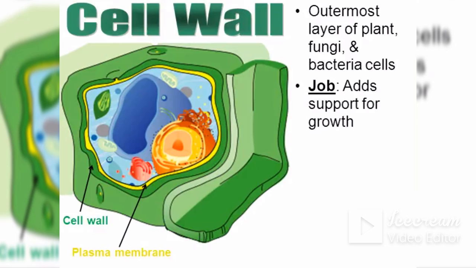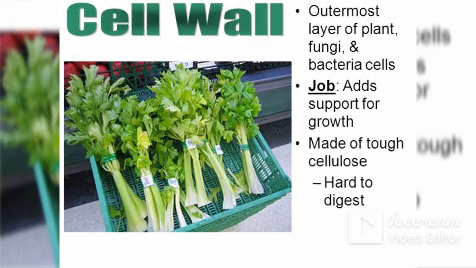Well, what about its job? One of the jobs of the cell wall is to add support. It's made from a real tough, sturdy material known as cellulose. And so this adds some of the support to plants and fungus and bacteria cells that have it. And so, as I just mentioned, the cell wall is made from a real tough material by the name of cellulose. It's very hard to digest. The reason for the picture is celery has a lot of cellulose in it. And I'm sure you've had bites of celery. It's a very tough, very fibrous plant, very hard to digest. Well, that's because you're having to chew through a lot of cellulose, which is a main ingredient of the cell wall.